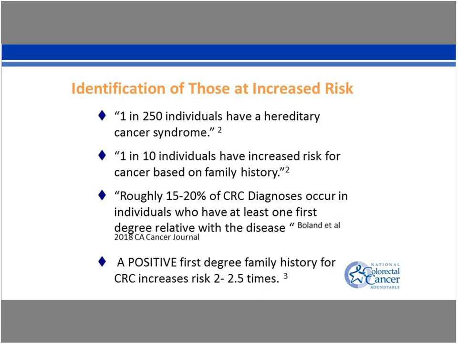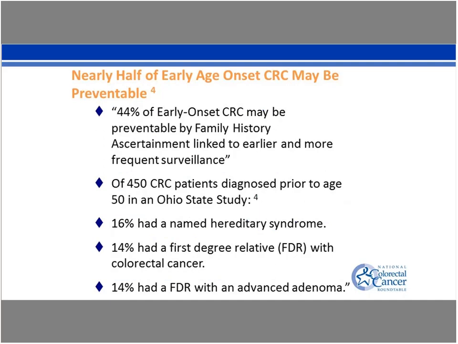So a positive first-degree family history for colorectal cancer, as illustrated in Jan Lowry's excellent paper, which is another product of the familial and early age onset task group that Dennis referred to. In that excellent paper is data supporting this increased risk. But this issue is a bit more nuanced, and there's more to learn and more to do.